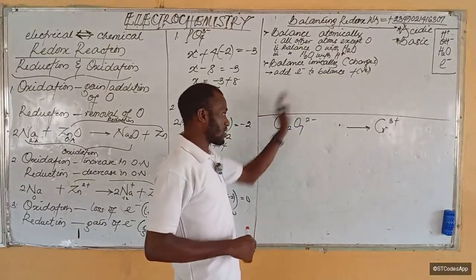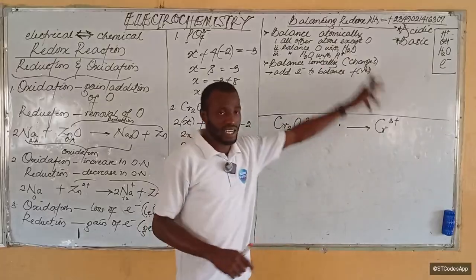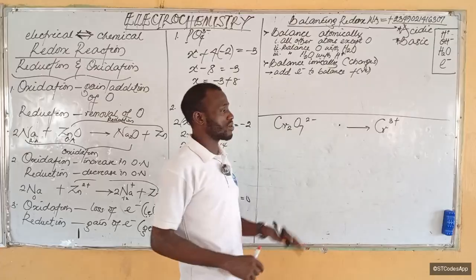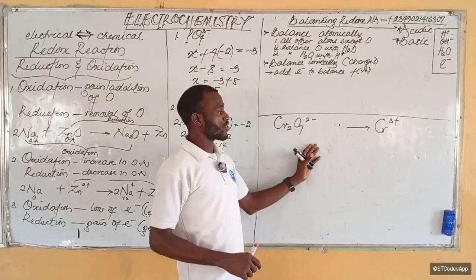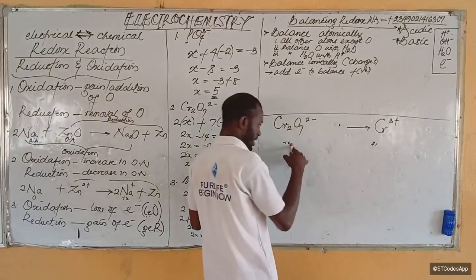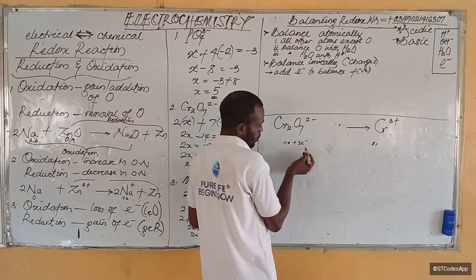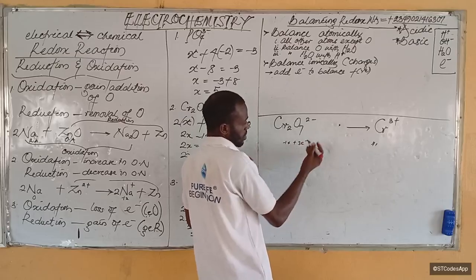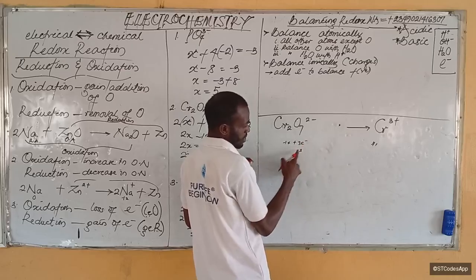So if the total charge there is plus 4, and the total charge there is plus 1, where will I add electrons? I will add electrons to this side, because its total charge is plus 4 and here is plus 1. How many electrons will I add here? I will add 3 electrons. So when I add 3 electrons here, plus 3, because each electron is minus 1, minus times 3 is minus 3.